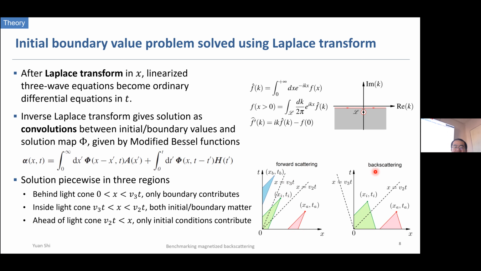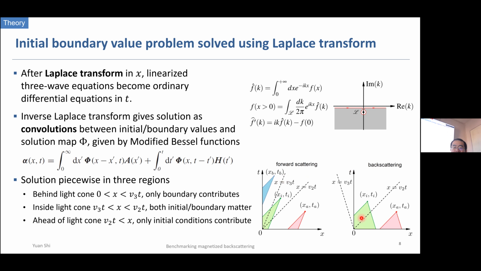But for backward scattering, the lasers propagate in opposite directions. That's the situation we actually care about. We propagate lasers in the backscattering geometry. In that case, there's no blue light cone. There's only the red and the green light cone.